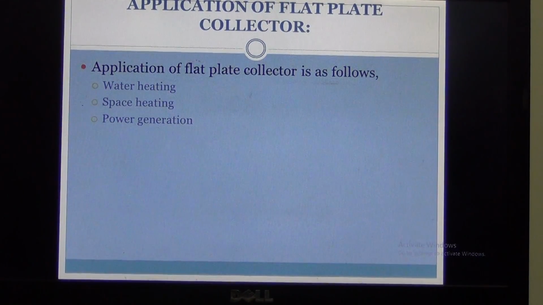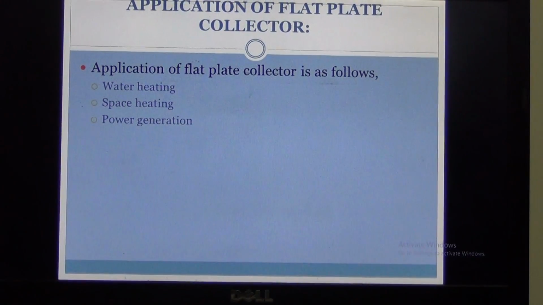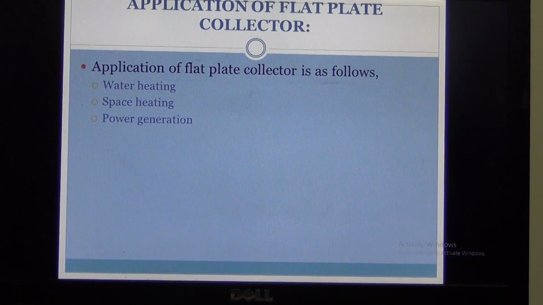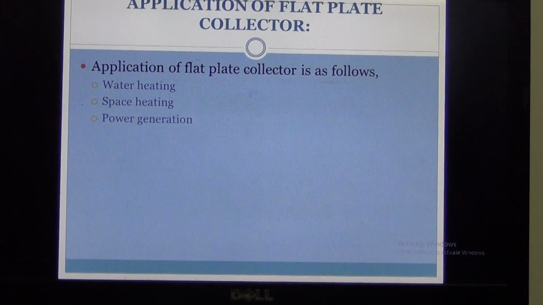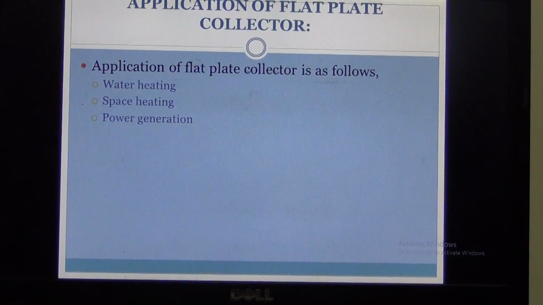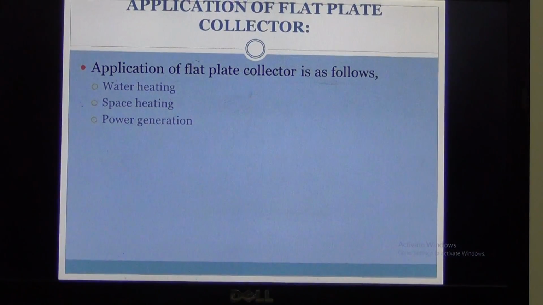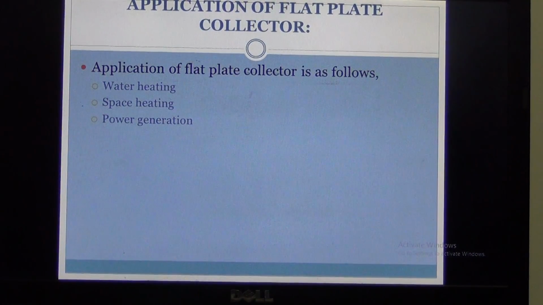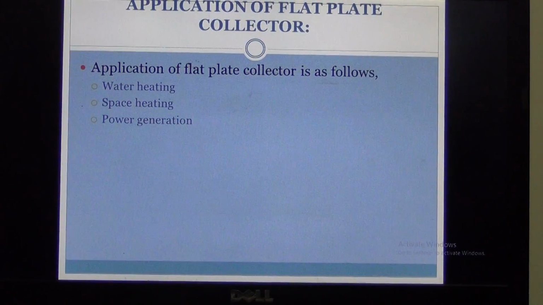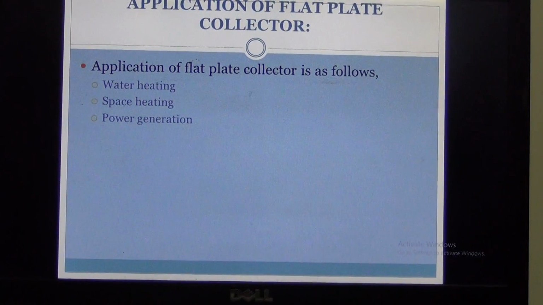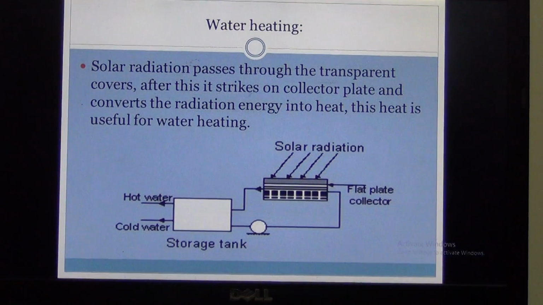Applications of flat plate collector. The applications of flat plate collector are as follows: mainly water heating, space heating and power generation. They are mainly used for water heating and space heating. Power generation is mainly in the power heating, mainly concentrated plate collector is used in the water heating.